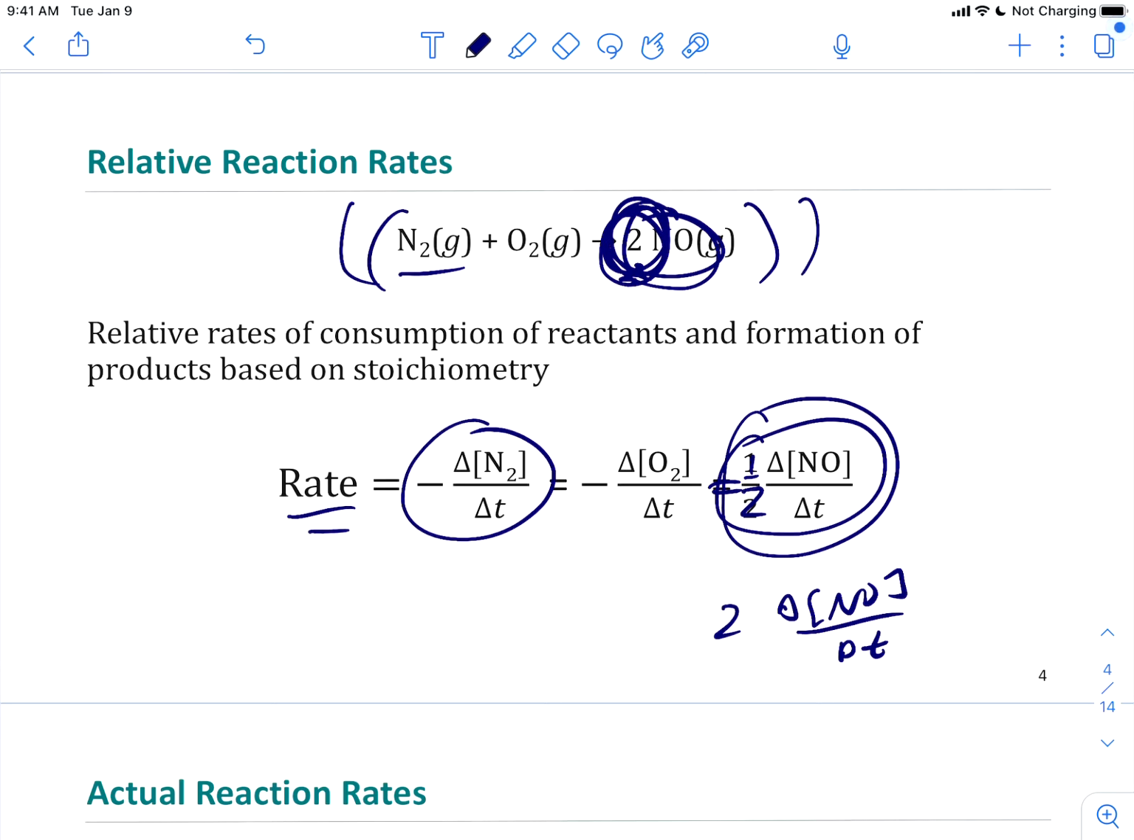And that's really all I need to say. Just think about this a little bit. To me, it's somewhat intuitive, and to spend too much time on it raises maybe too many questions and you overthink it, okay? So if NO forms at twice the rate in this reaction as the overall reaction, then we have to take 1/2 of it to equal the rate, or 1/2 of it to equal the negative rate of N2 or O2, something like that.